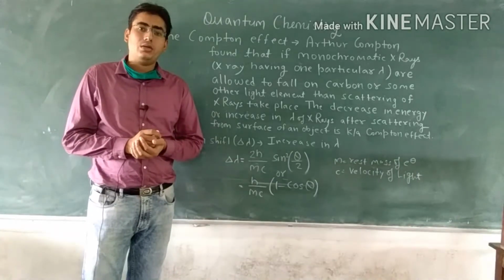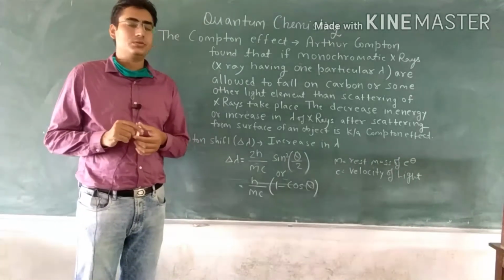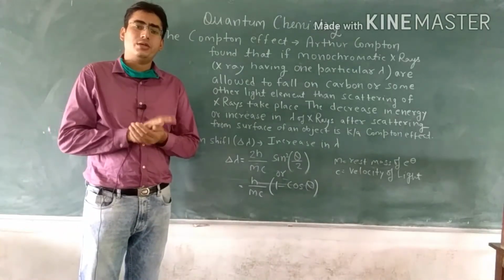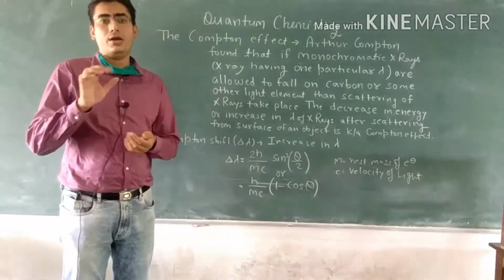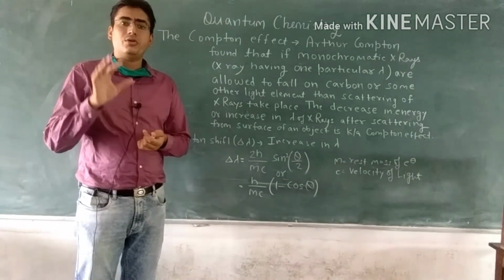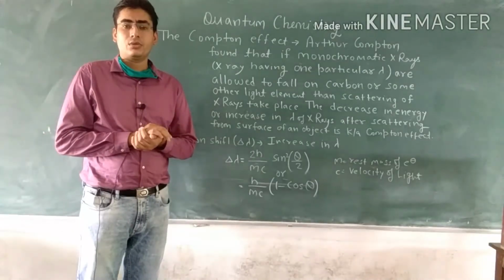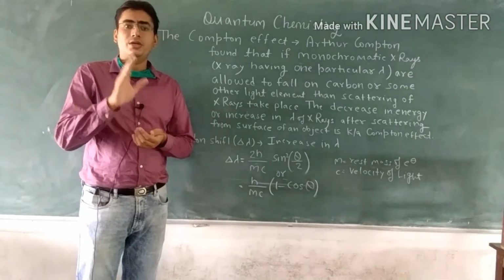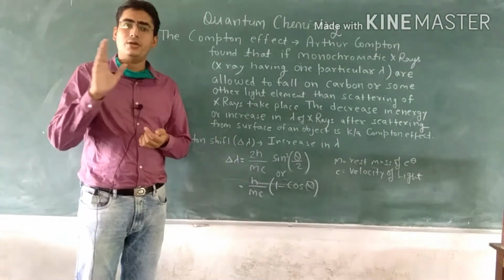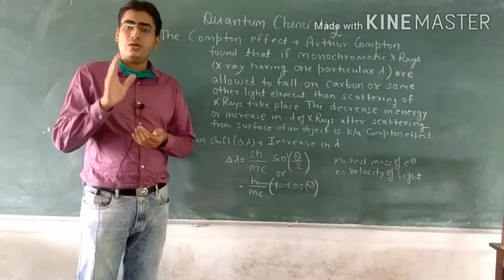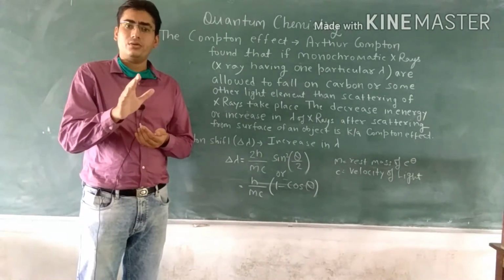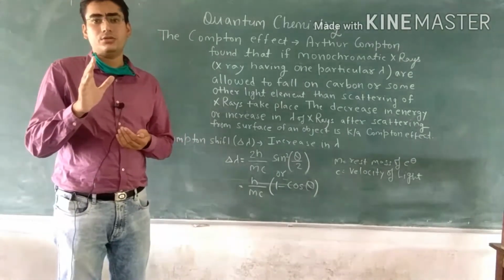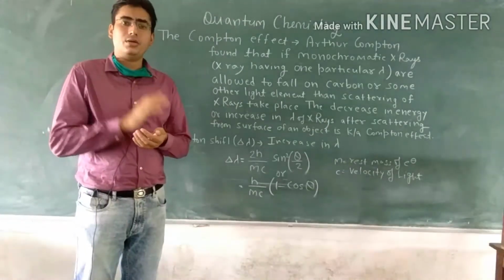Now we understand the next experiment, Compton effect. In Compton effect, when monochromatic X-ray strikes carbon or a lighter element, then scattering of the X-ray takes place. What is the reason for scattering of X-ray? There is an interaction between the X-ray and electron. That means electron also has a wave character, and it tells that electron has dual nature, wave nature and particle nature.